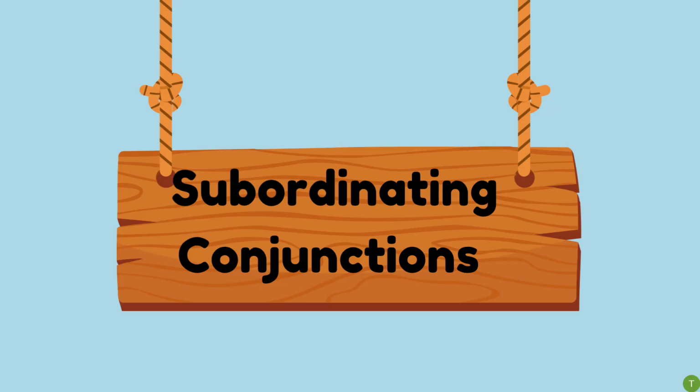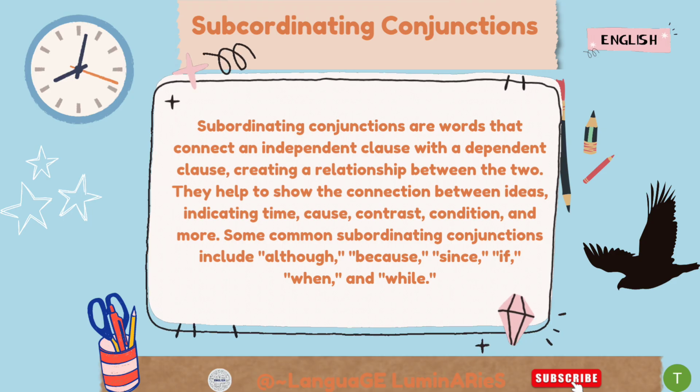It's time to learn subordinating conjunctions. Subordinating conjunctions are words that connect an independent clause with a dependent clause, creating a relationship between the two. They help to show the connection between ideas, indicating time, cause, contrast, condition, and more. Some common subordinating conjunctions include although, because, since, if, when, while.